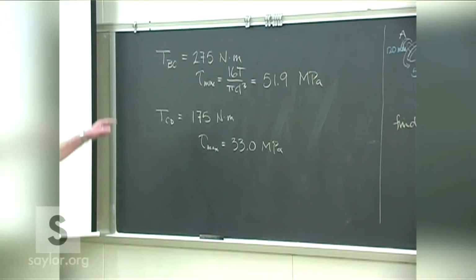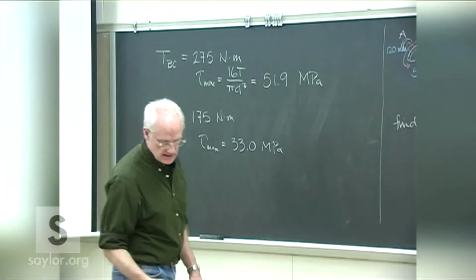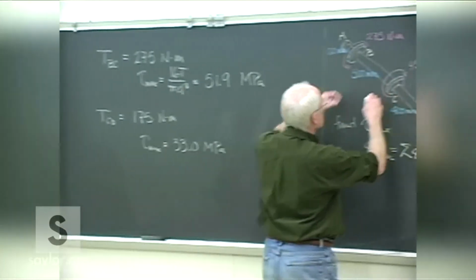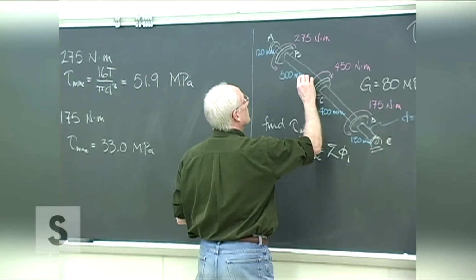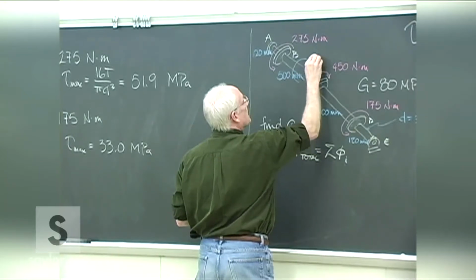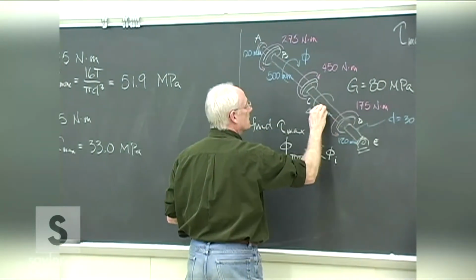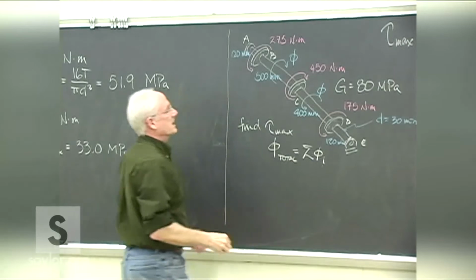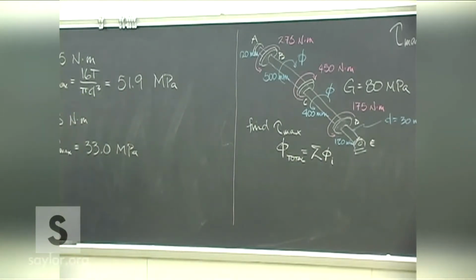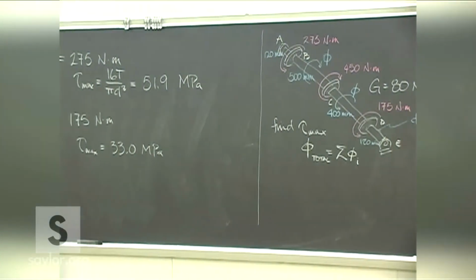Now remember that the twist is in different directions for these two sections. For one, we expect it to be that way, and for the other, we expect it to be that way. And so we have to look at both the maximum deflection, but also the total deflection.